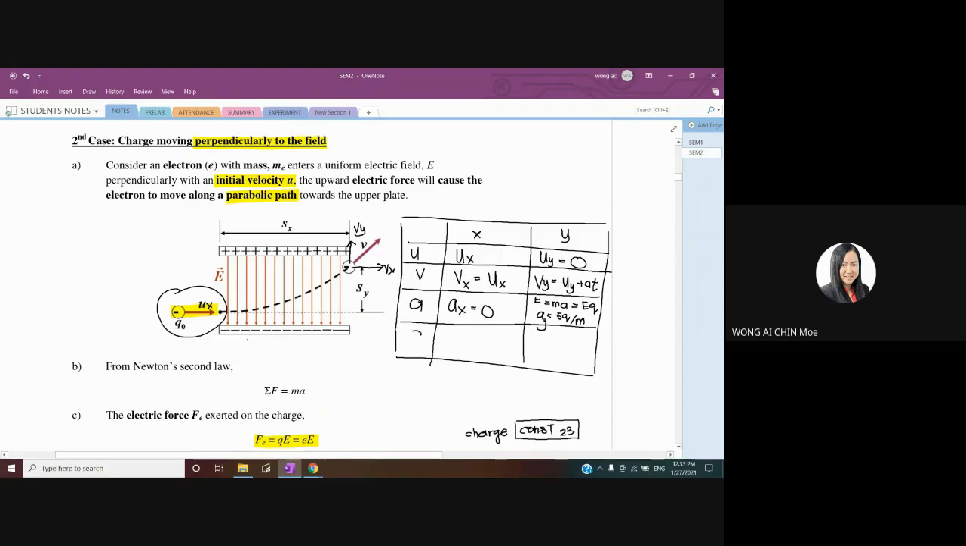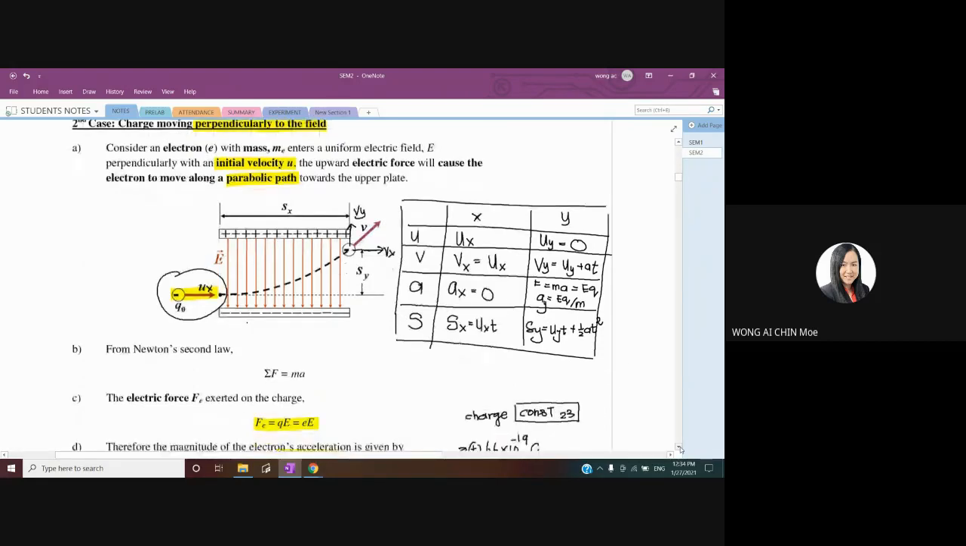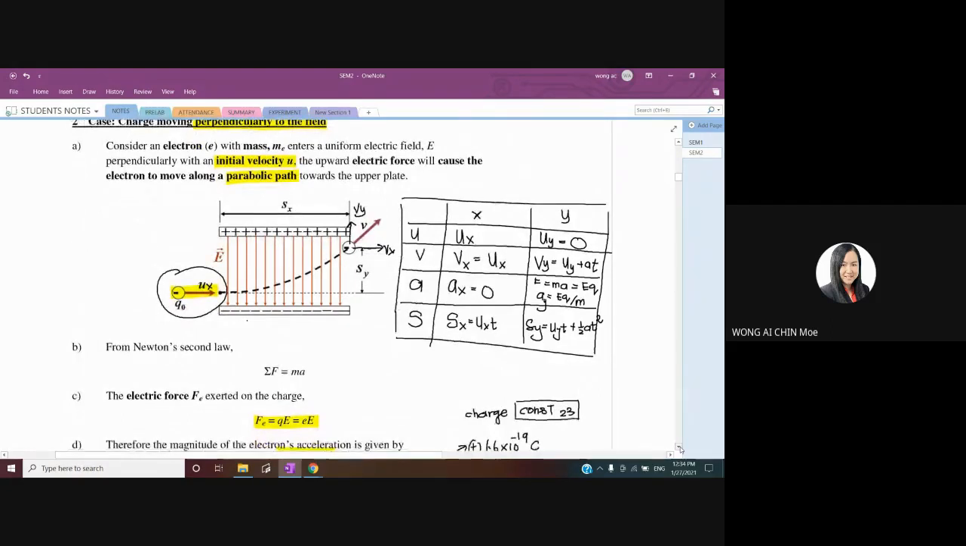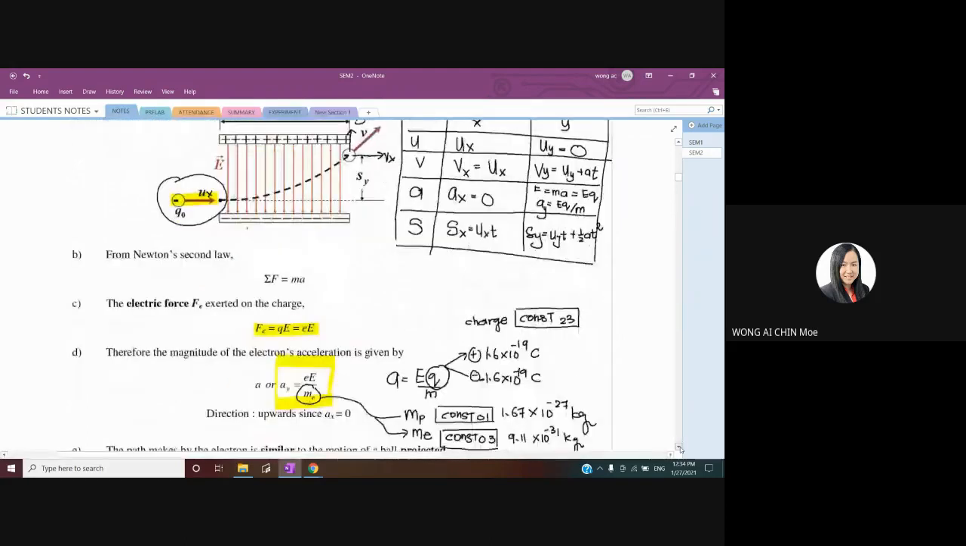And number 4 is the displacement. So sx will also always equal uxt because acceleration is equal to 0, and sy we can find by using ut plus half at squared. So these are the equations that we can use if, let's say, the electron or the charge is moving perpendicular to the field. So this one you must remember.